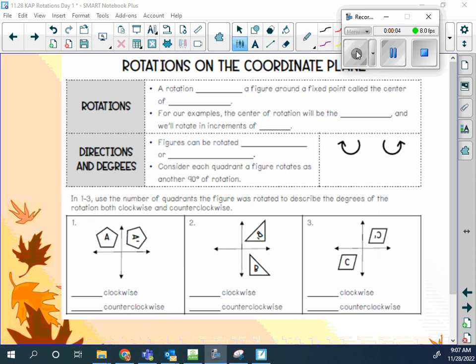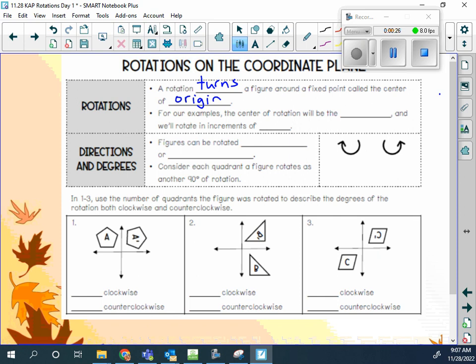A rotation does this to a figure around a fixed point called the center. What does it do? Easier words: it turns a figure around a fixed point called the center of rotation.